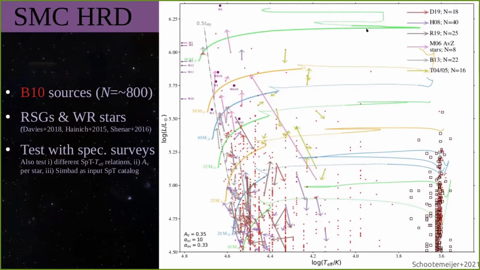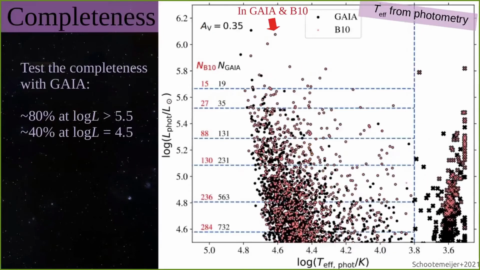Okay, and another important aspect, of course, is the completeness of our Hertzsprung-Russell diagram. And for this, we have used Gaia. We also have a data set where we didn't cross-correlate Gaia with B10, but just downloaded the raw relevant Gaia data. What we're showing here is again an HRD, but the only difference is that the temperature is obtained using the Gaia color and not a spectral type, because we don't have that for all the Gaia sources. And this we use to estimate the completeness.